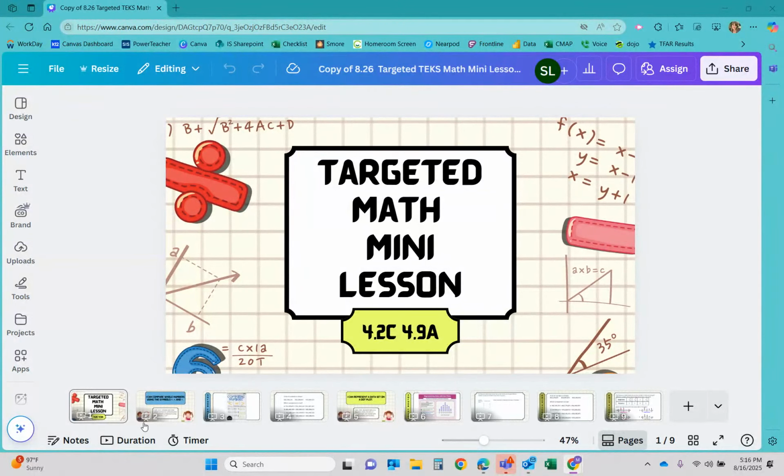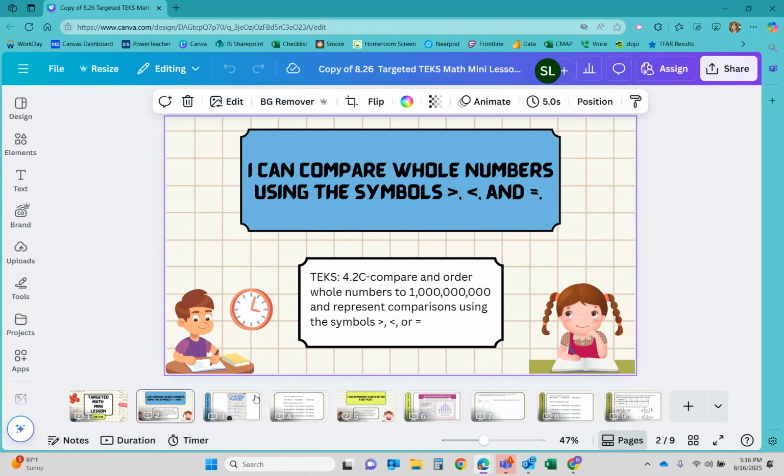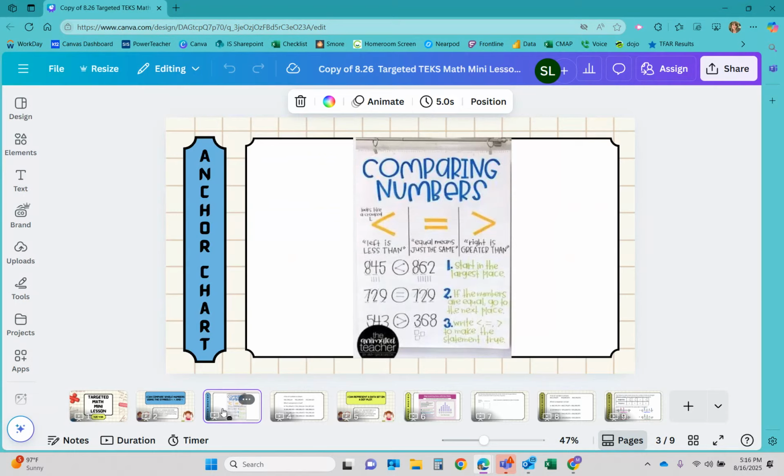I am Miss Long and I'm going to walk you through comparing whole numbers using the greater than, less than, and equal to symbols up to the billions place. And we're going to get started by looking at this anchor chart here. It shows us our symbols, it tells us what they mean, and it gives us some examples. So you can pause this recording and take a look at that in depth if you would like.